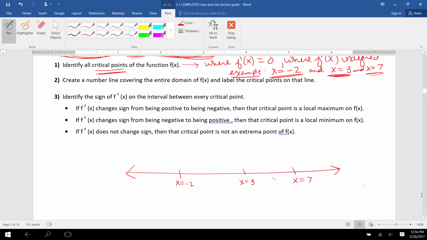These are places where the derivative is 0 or the derivative is undefined. These are the only places where the derivative is 0 or the derivative is undefined. Nowhere else. If there were other places where the derivative was 0 or undefined, I would have found them in step 1. This is it. What that means is that I can now say that everywhere else, every other interval, the derivative is either trapped up here above the x-axis or trapped below the x-axis.